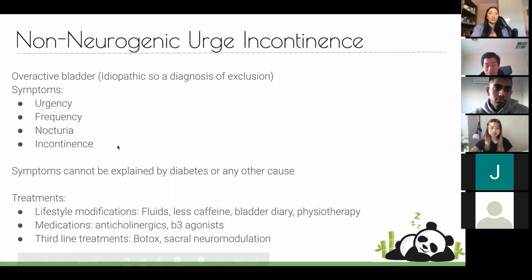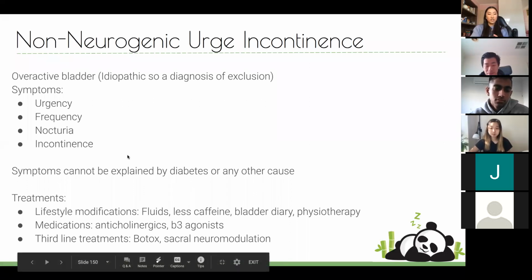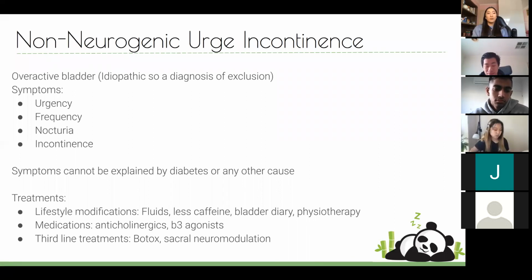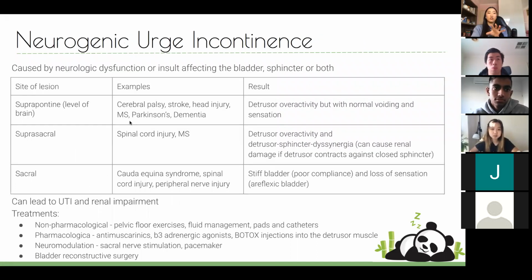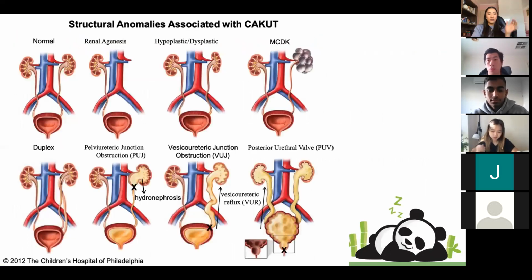So you get your urgency, frequency, nocturia, incontinence. Basically, you can't hold on to your urine and it can't be explained by any other cause. So this is a diagnosis of exclusion. It's when you don't know what's going on. And the managements are basically the same. You don't know what's happening, so you just try a bit of everything and hope something works. But yeah, you don't have to know too much about that one. This is really just when you don't have a neurological diagnosis. But otherwise, it doesn't change much for you.